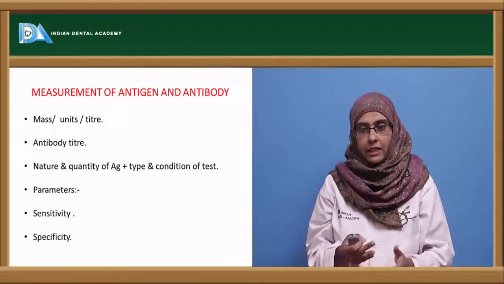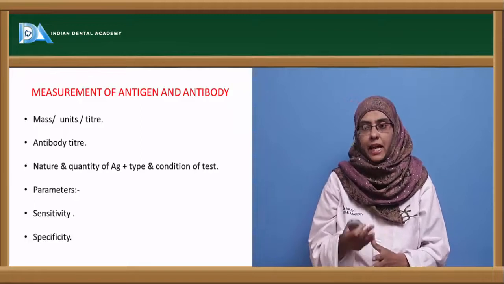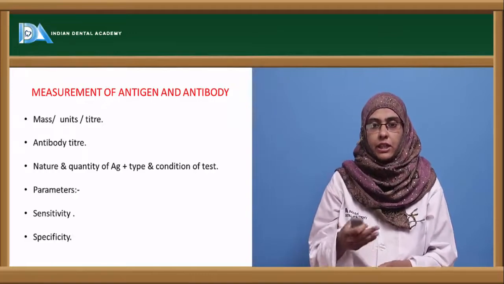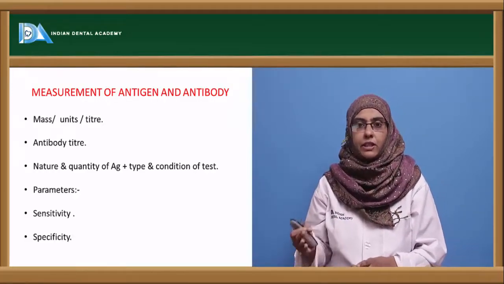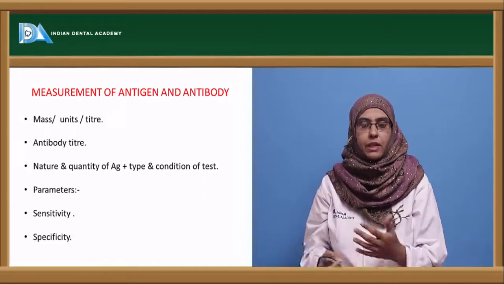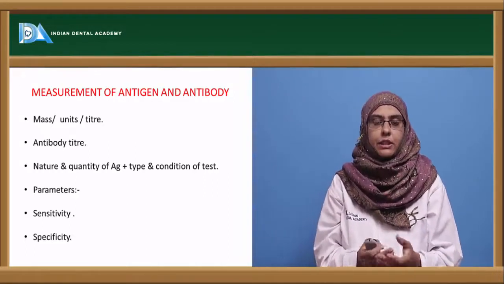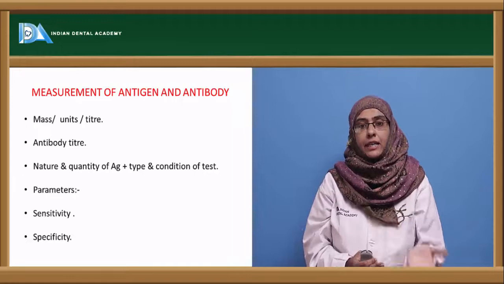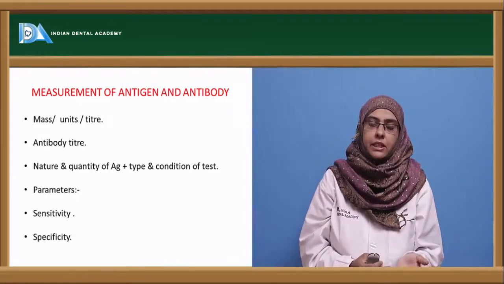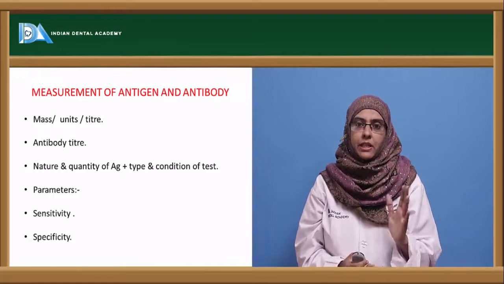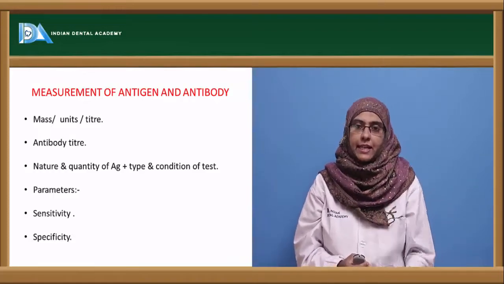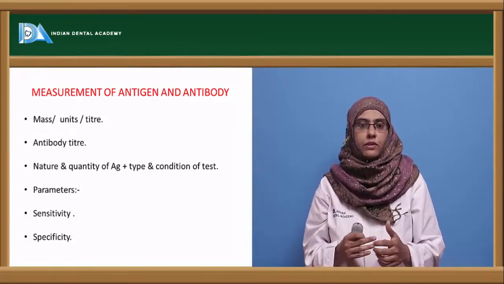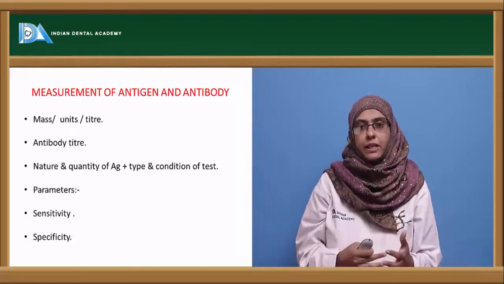And the antibody titer completely depends upon the nature and the quantity of the antigen that is introduced in the in vitro technique, and the type and condition of the test, whether the physical or the chemical condition in which the interaction is taking place, that is the temperature, pH, etc. So the temperature and the pH have to be standardized before carrying out the technique. There are certain antigen-antibody interactions that can take place at low temperature only, and there are certain interactions that take place only at high temperature. So we have to have a good knowledge of at what temperature and pH these interactions take place.